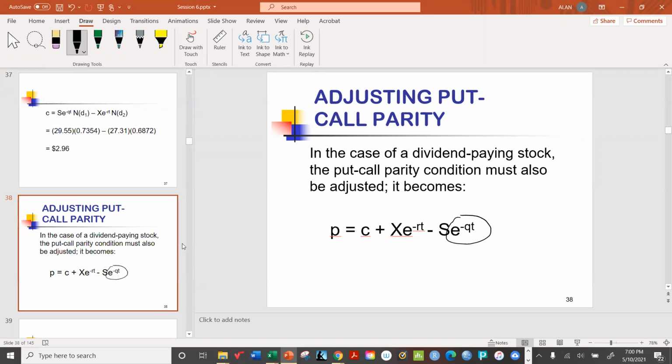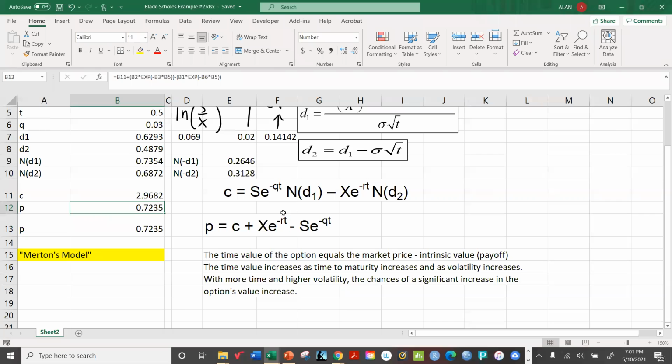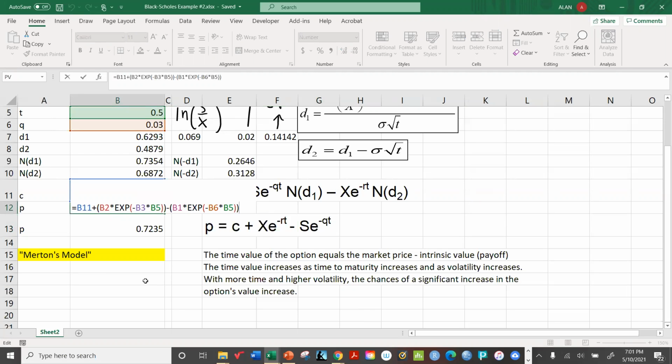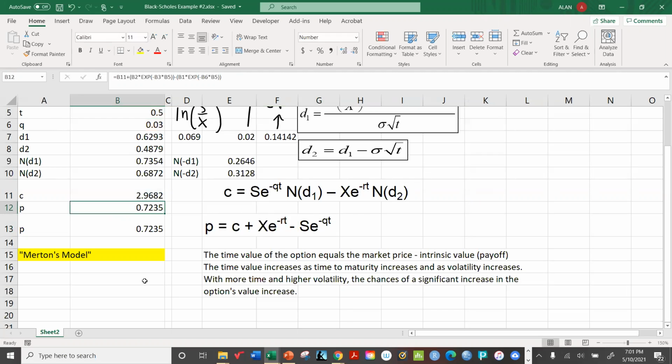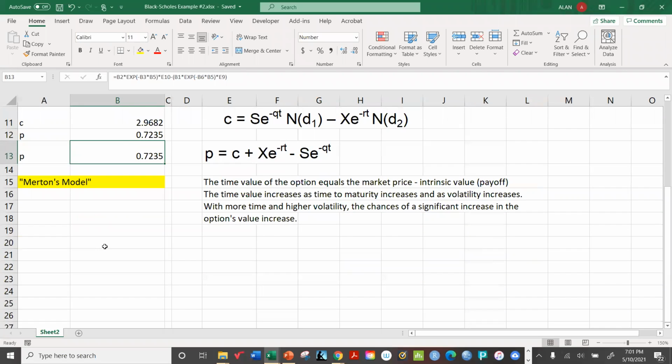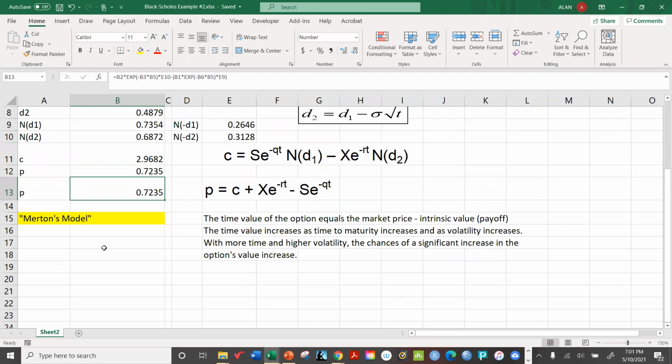Okay, so let's put that into the spreadsheet. And you can see, yes, there's that extra Q there. And so when you plug that in, well, there it is, yes. It looks like a nightmare, but it's really not that complicated. Now, again, there's a second version of this that you could use, which requires the negative N(d2) and N(d1)s.